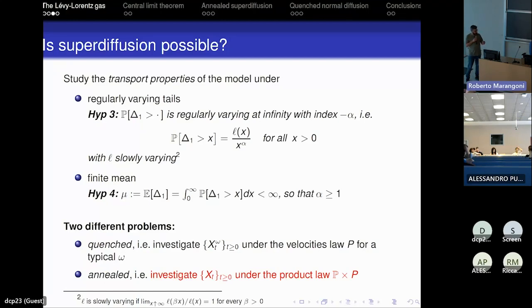So let me repeat. The quenched problem is the study of the motion under the velocity law for a fixed typical realization of the obstacles. The annealed problem is the study of the process collecting statistics under both disorder and velocity. I use a product law here, so this means that we are assuming that the disorder and velocity are independent.